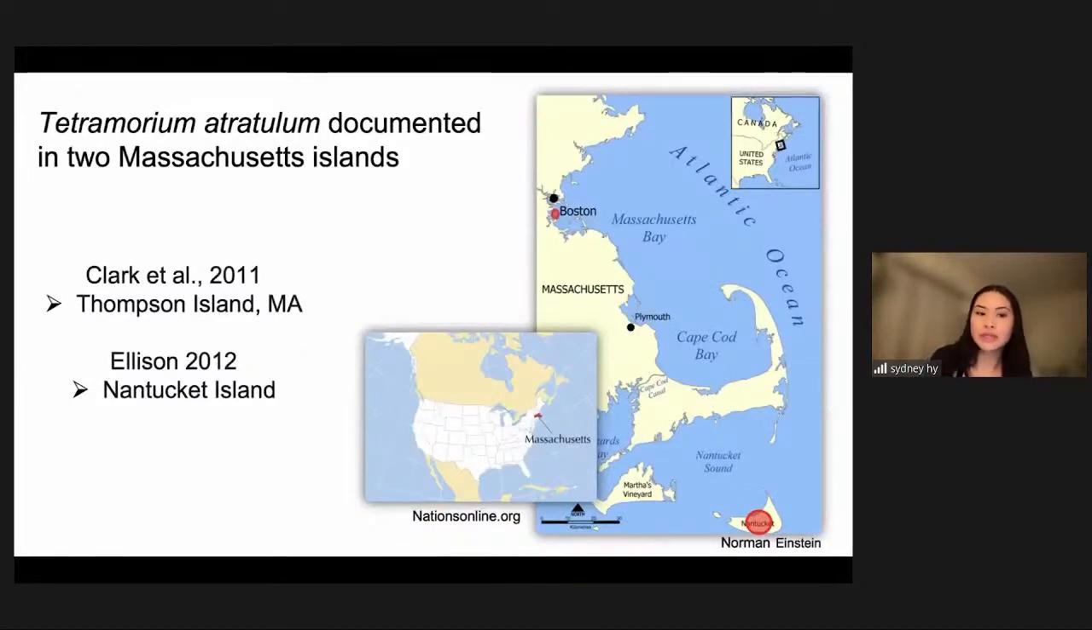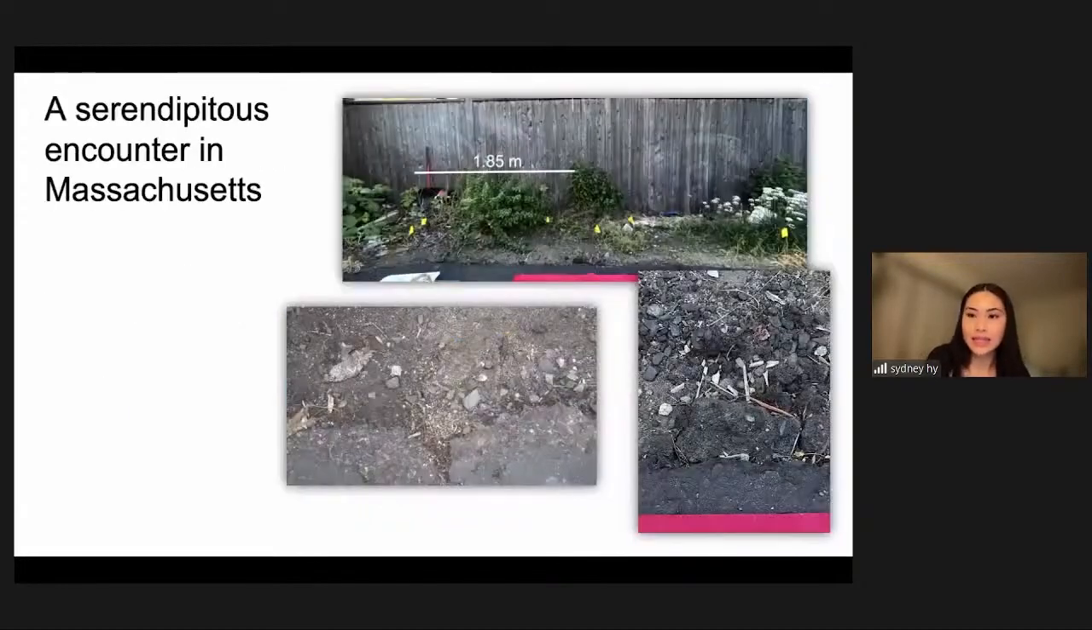Massachusetts is a northeastern state in the United States and a state that was settled early on by the Europeans. And currently, there are 2 records of this parasite. However, these records are both on islands. They were found accidentally during ant surveys on these islands. And as I was studying my initial host species in my project, I had found a parasite in my backyard.